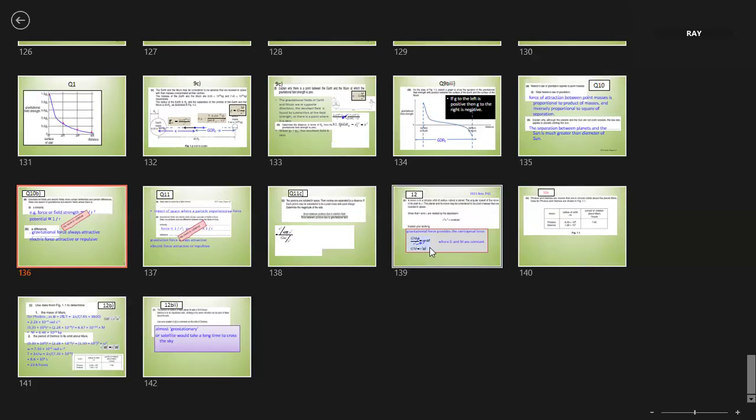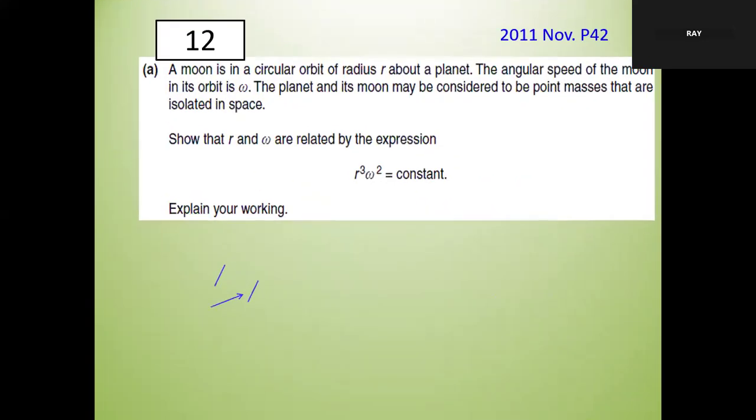Let us try this one. A moon is in circular orbit of radius r about a planet. The angular speed of the moon in its orbit is omega. The planet and its moon may be considered to be point masses that are isolated in space. Show that r and omega are related by the expression. Explain your working. So what should we do? The first step.